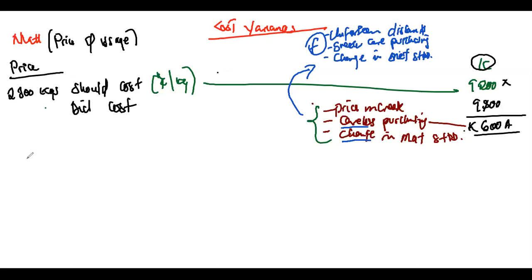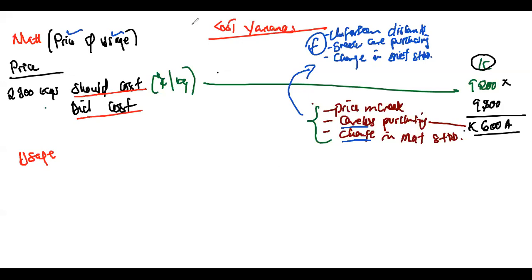Number two, let's go to material usage. We are done with price. Now we go to usage. So what is the material usage variance? Usage looks at what they used in comparison to what they should have used. This is what we are saying: should and did. We are comparing the budget and the actual.